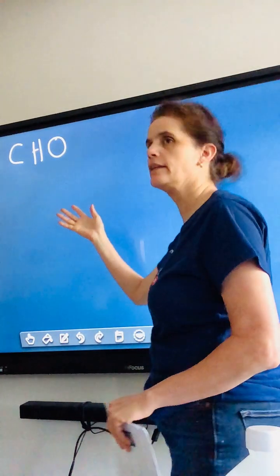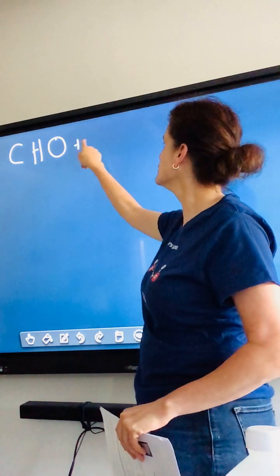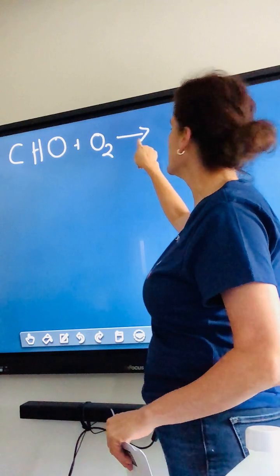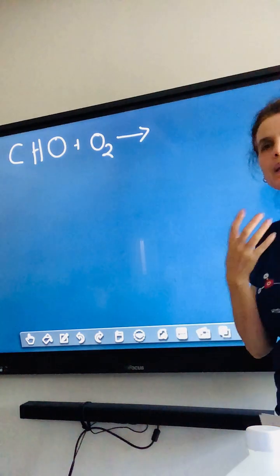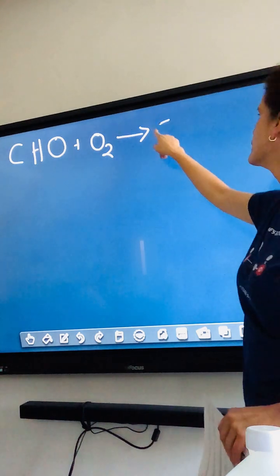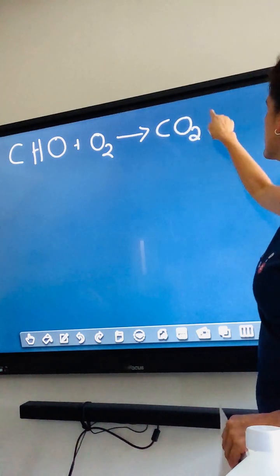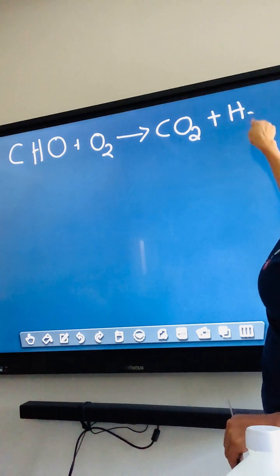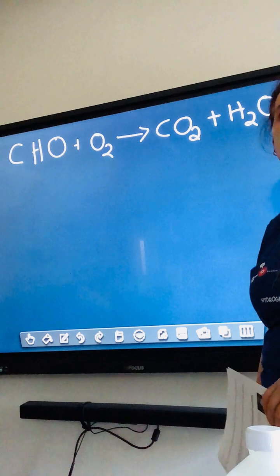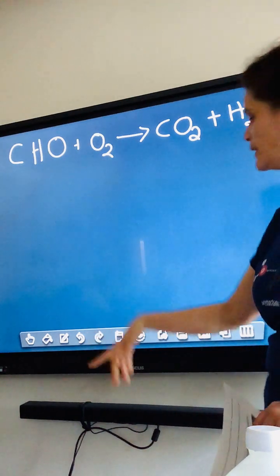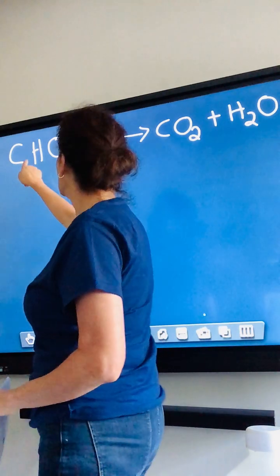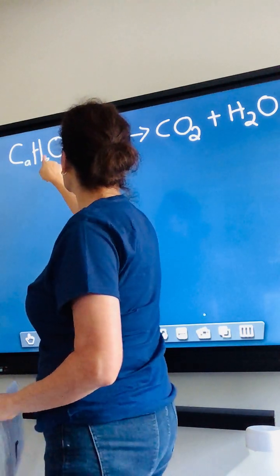How do we burn it? We add oxygen to it. And we are going to make, what do we make in a combustion reaction, Hannah? CO2 and H2O. Could I balance this? No, because we have no clue what these things are. We don't know what these A, B, and C are.